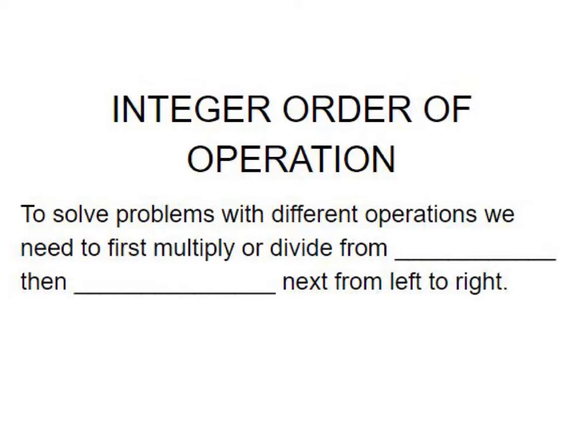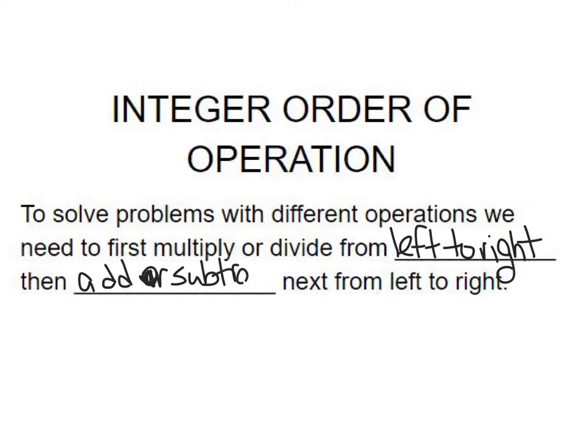So let's start with the notes. To solve problems with different operations, we need to first multiply or divide from left to right. Then add or subtract from left to right. So basically, we are doing order of operations. I don't know if you were taught this in 5th grade. I'm sure you were. You were using "please excuse my dear Aunt Sally," it's the same thing. Multiply and divide first from left to right, then add and subtract from left to right.